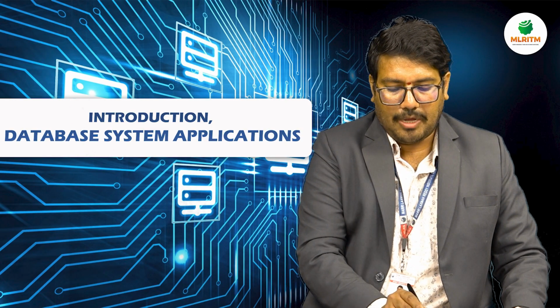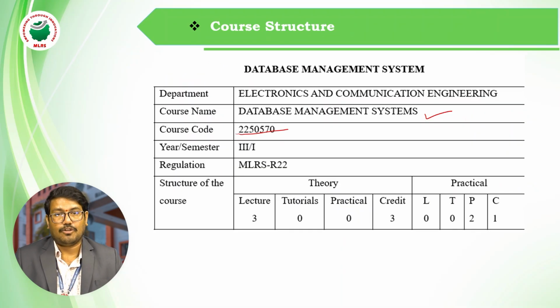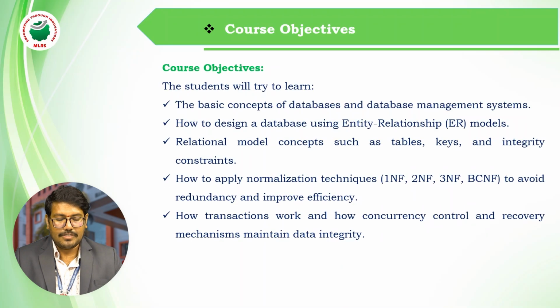And this is your third year first semester open elective course, with a course code of 2250570, and we're studying it in third year first semester, right? And we have 3 credits for this course, and we also have a practical laboratory for this, with a credit of 1. So very first, what is the necessity, or what is the objective of this course?